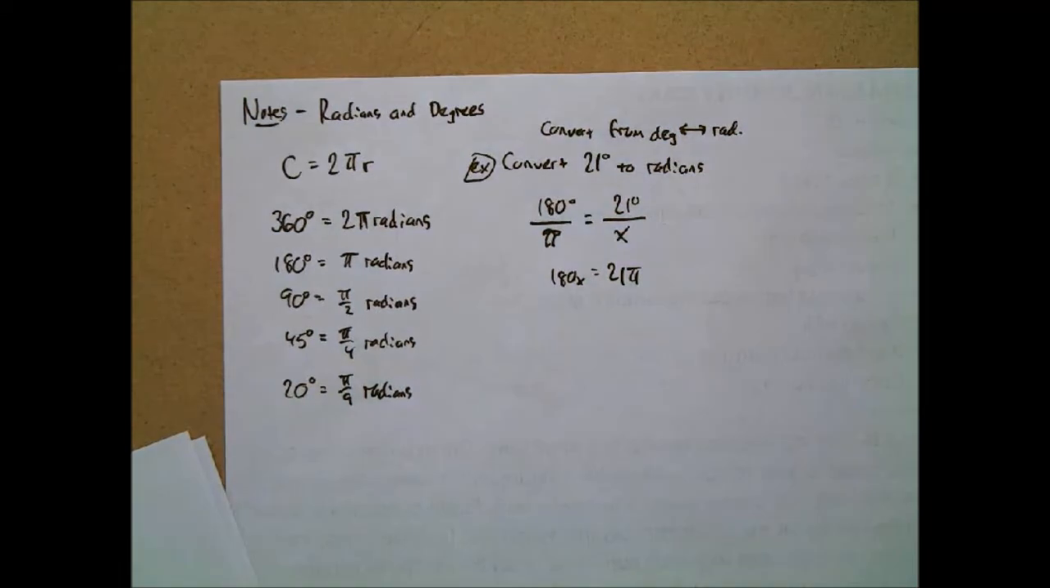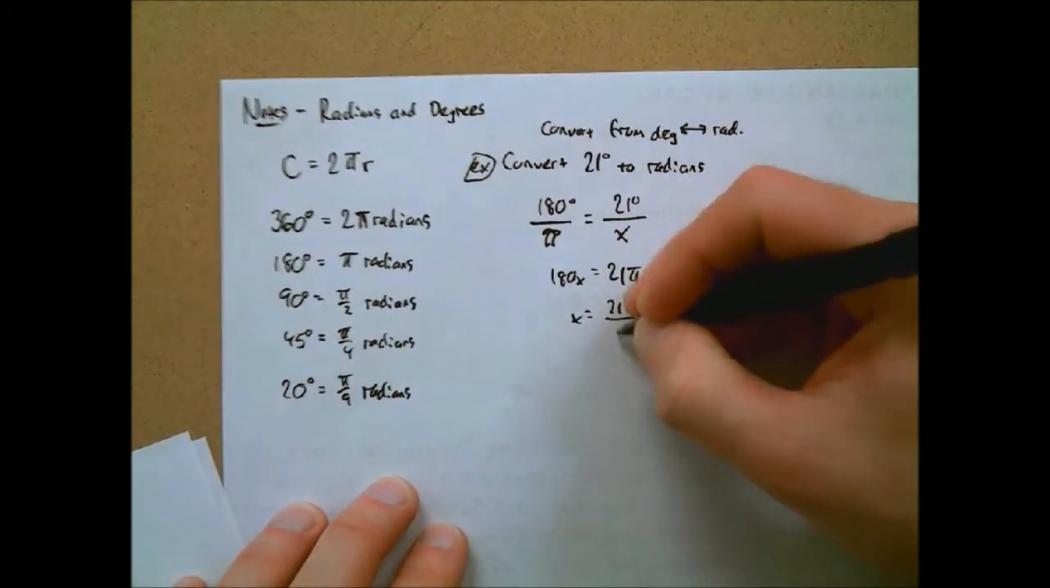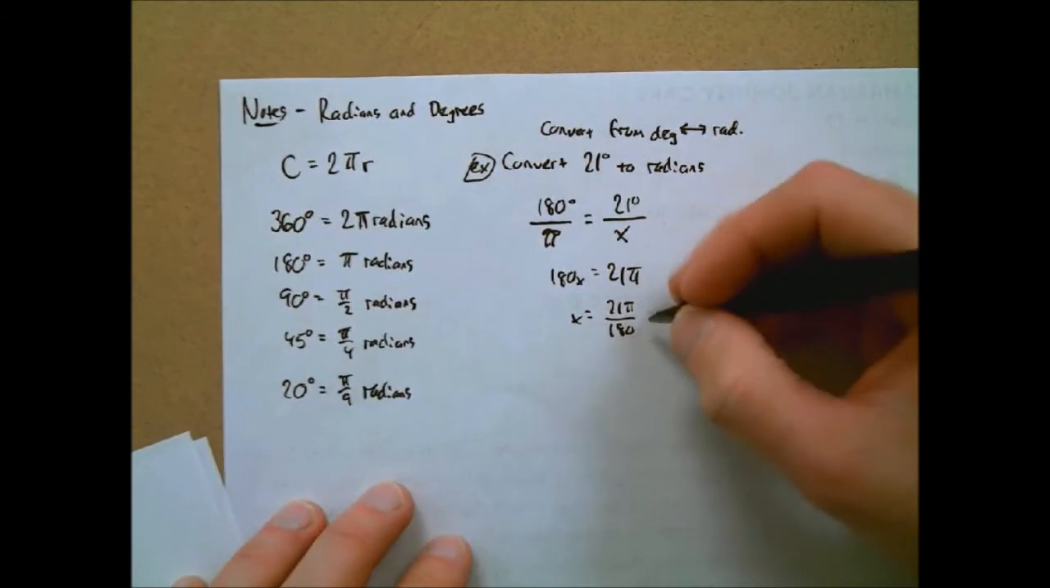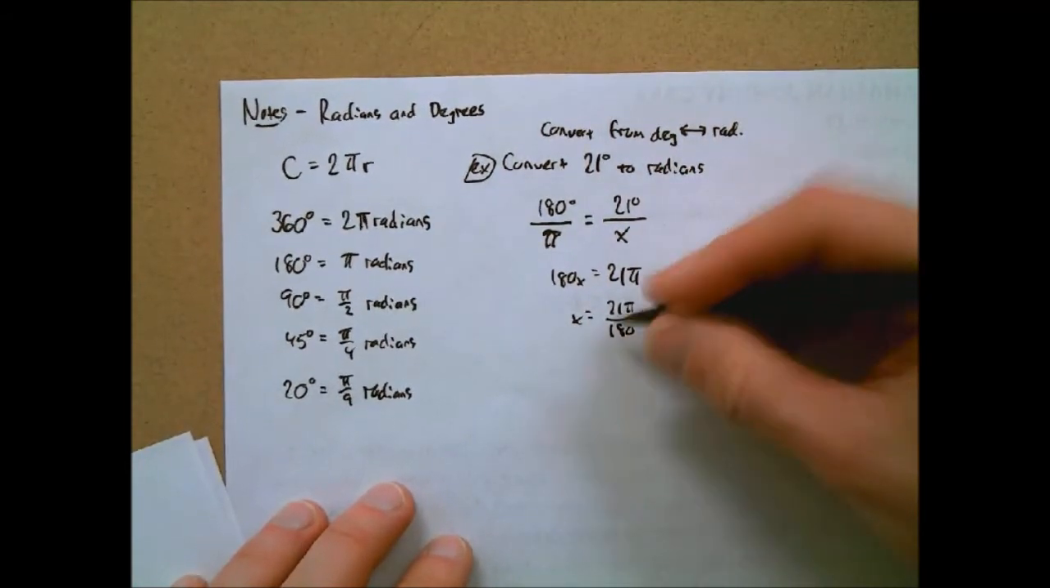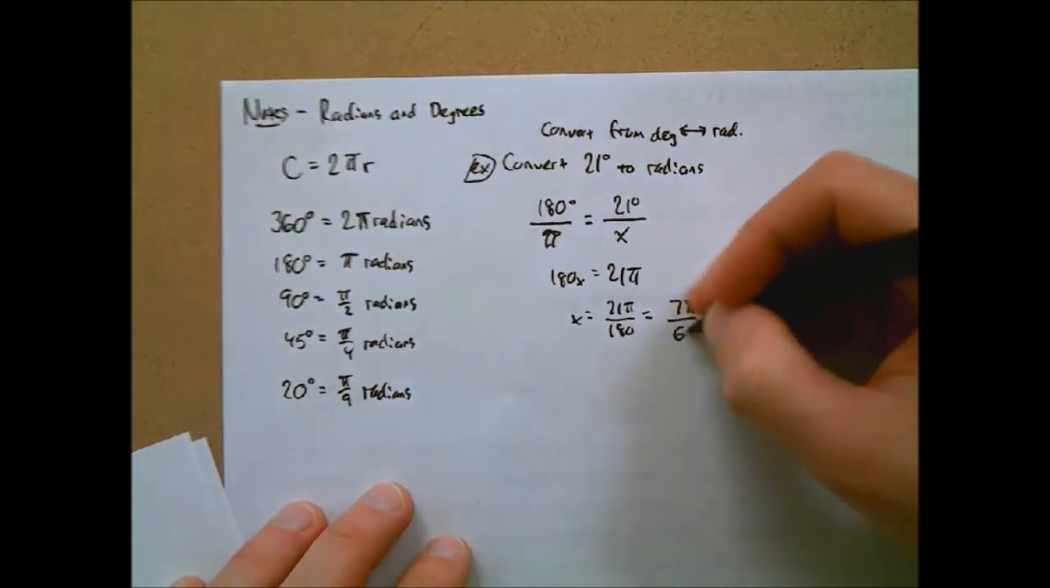And then to finish solving for x here, what should we do? Divide both sides by 180. Yeah, so we get 21 pi over 180. Now the 21 and 180, if you want to simplify that, you can. They both divide by 3, right? So we get 7 pi over 60, and that's the best we can do.